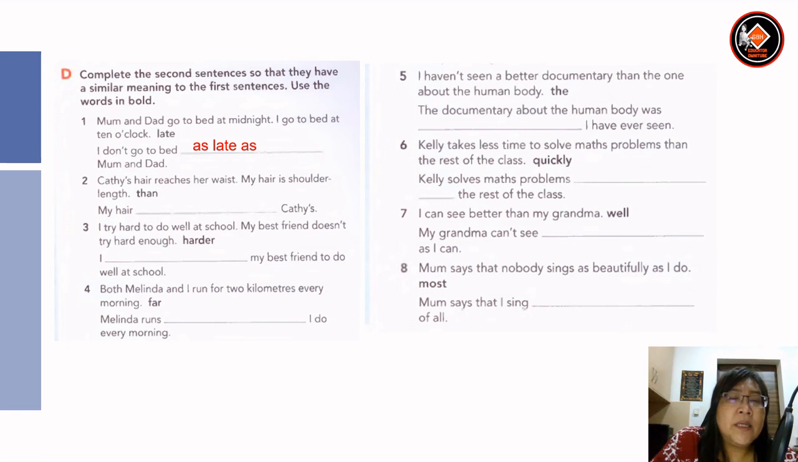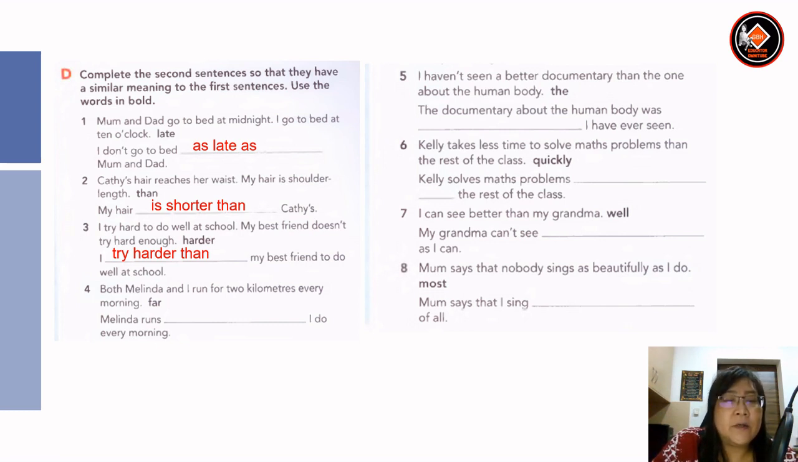Number 2, Katie's hair reaches her waist. My hair is shoulder length. The word given is than. My hair is shorter than Katie's. Number 3, I try hard to do well at school. My best friend doesn't try hard enough. So the word is harder. I try harder than my best friend to do well at school. Number 4, both Melinda and I run for 2 kilometers every morning.